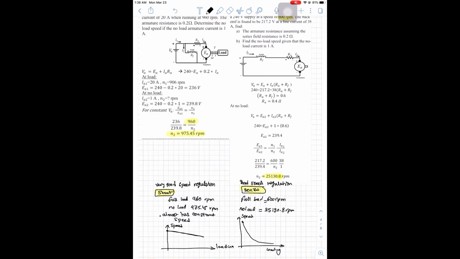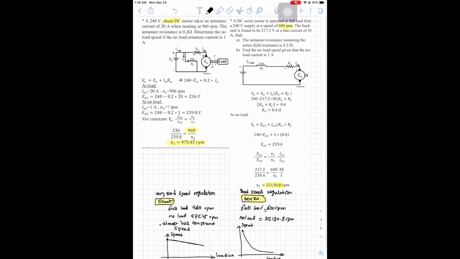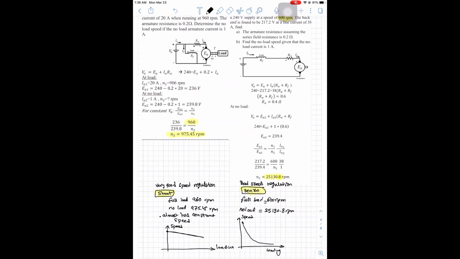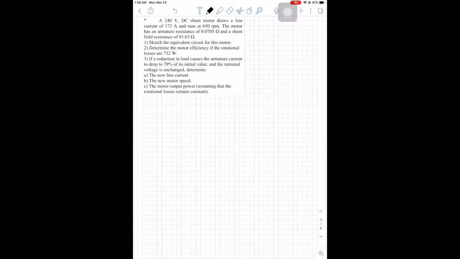So now we are comparing between the two numerical examples we did for the series machine and for the shunt machine in terms of their no load speed. Now let's go to another problem here.